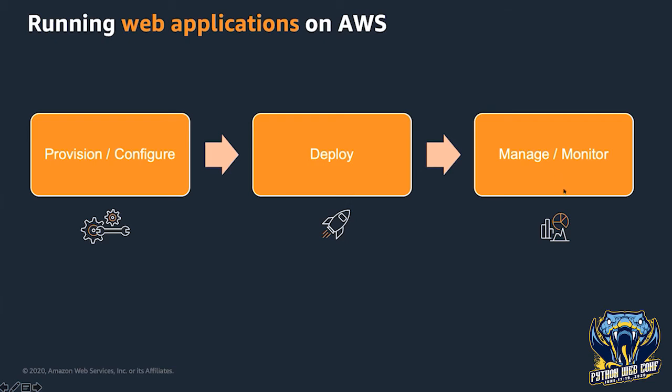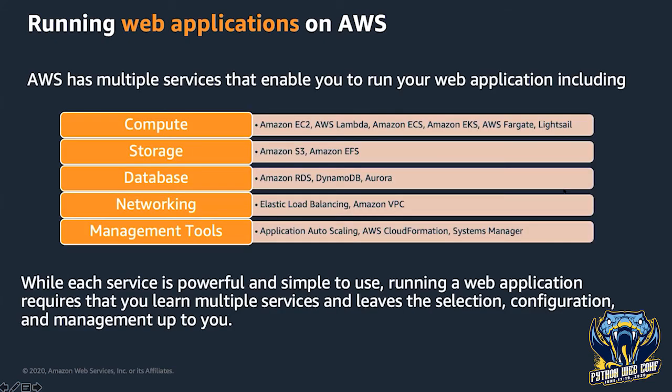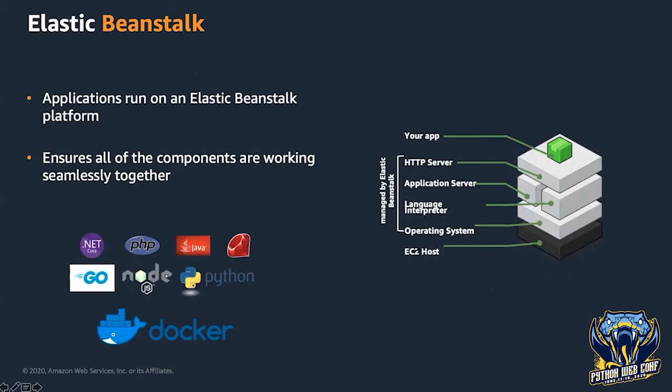But this takes a lot of time, right? And it is quite cumbersome at times to do all of these, because we have lots of services to pick from at AWS. For networking itself, we have a lot of different services. For compute, we have different services. So is there a way that we can automate all of this? And Elastic Beanstalk is one of the solutions.